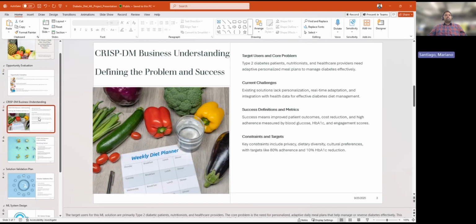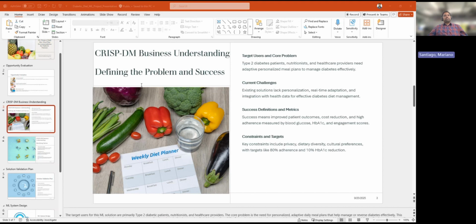Let us look into the CRISP-DM business understanding. We'll first define the problem. Using the CRISP-DM framework, I started defining the problem. The target users are primarily diabetic patients, specifically type 2 diabetic patients. The issue is that they need meal plans that adapt to their health data and preferences. Right now, most solutions are either manual or generic apps, which don't offer much personalization. That is a gap that I'm trying to address.